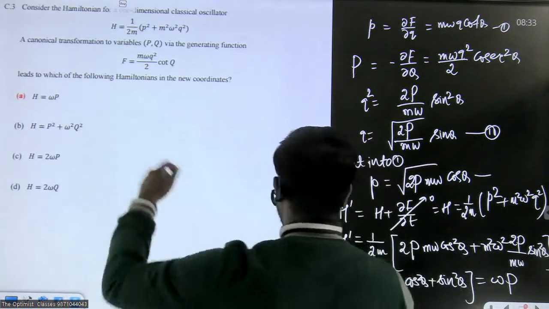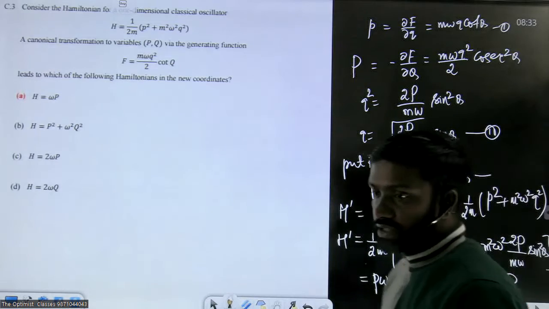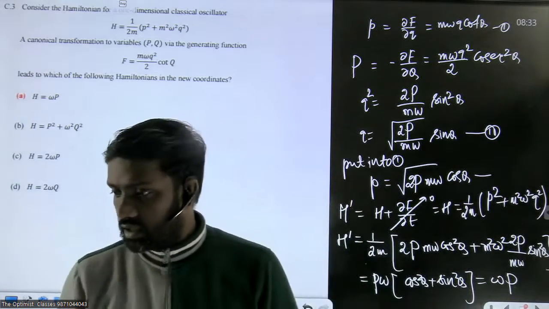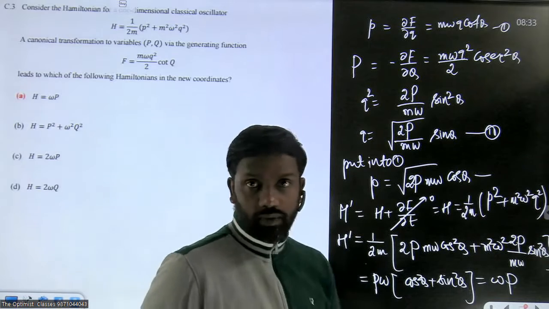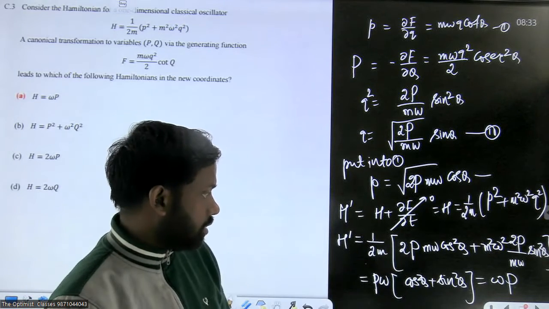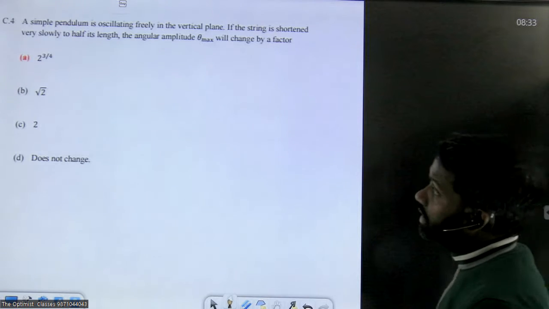So option A is correct actually. This was a very systematic question. This question is solved in all books of classical mechanics, including Goldstein's book also.